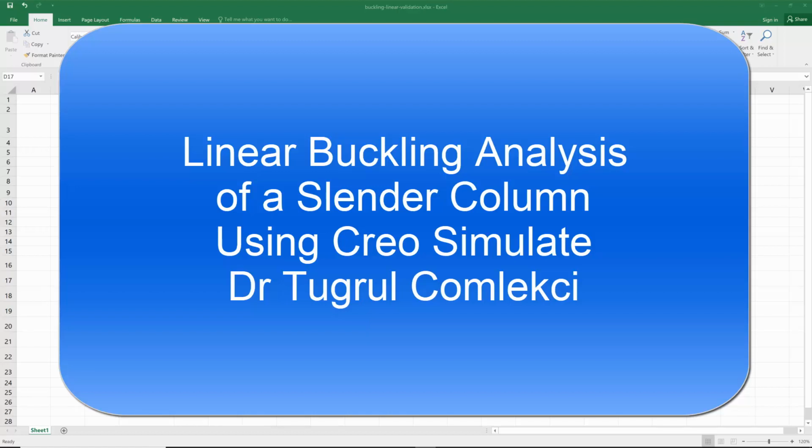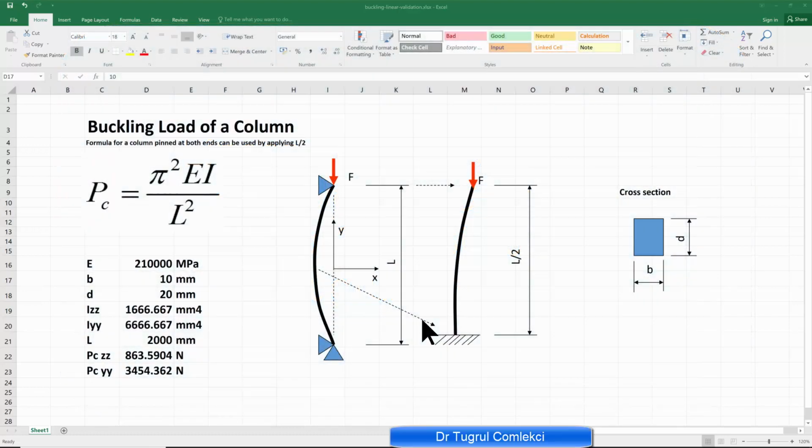In this video tutorial, we'll be looking at an eigenvalue buckling problem, a linear buckling problem of a slender column. This column, which is pinned at both ends, is carrying a load of F, and after a certain value, it will buckle. So we're interested in finding out what that buckling load is. So the beam or the column is in compression.